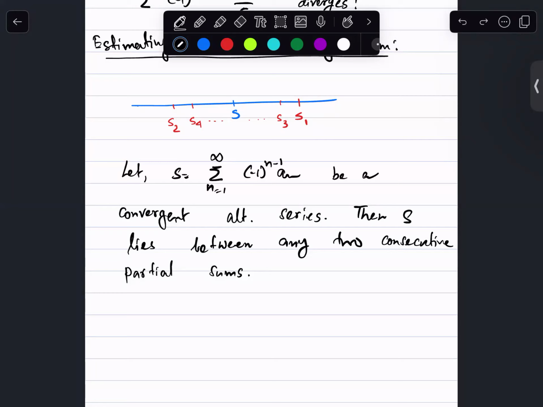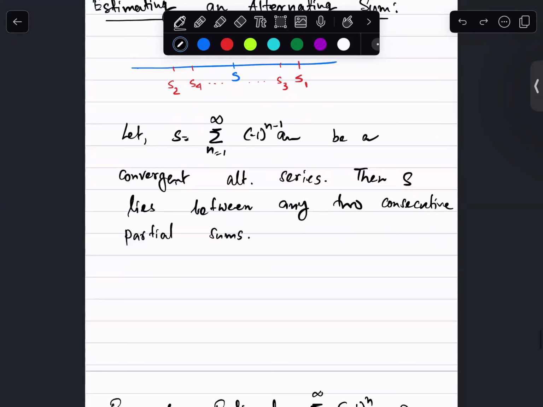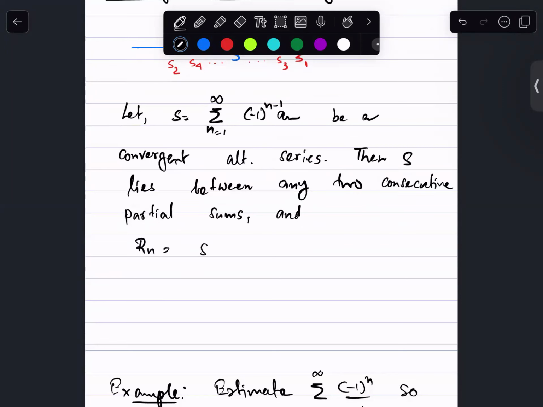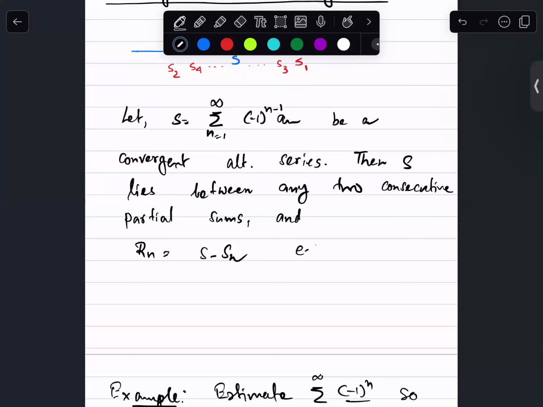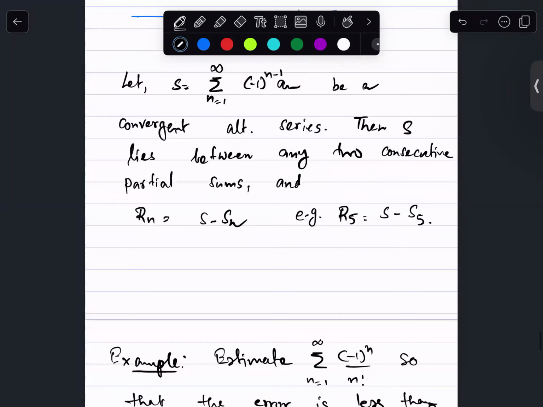More so, Rn is S minus Sn. Say Rn is the error when you take the nth partial sum. So for example, R5 will denote S minus S5. When you consider the first 5 terms of the series, the error between the fifth partial sum and the limit is R5.